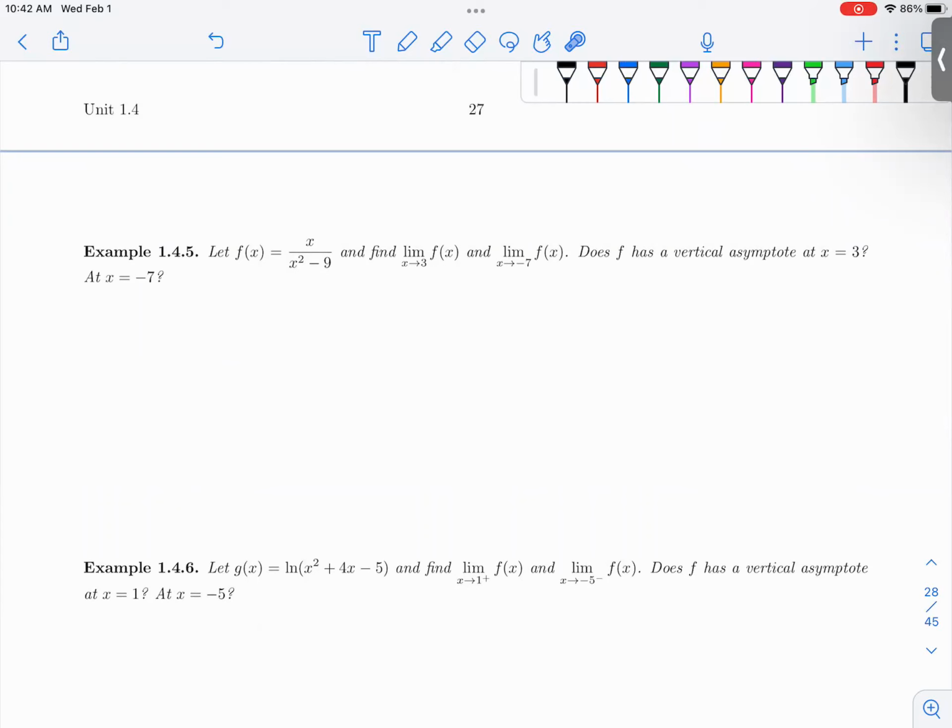So for this one, let f of x equal x over x squared minus 9 and find the limit as x approaches 3 and the limit as x approaches -7. Does f have a vertical asymptote at x equals 3? Does it have one at x equals -7? So let's just divide the paper in half.